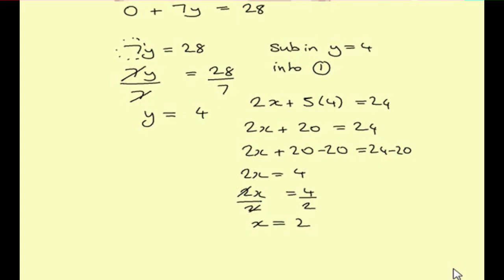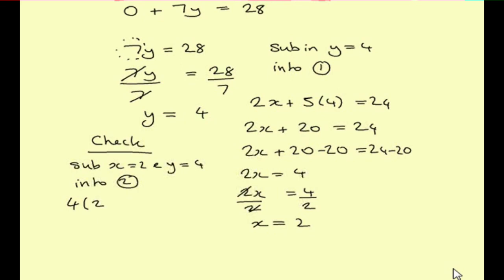I can do a little check just to make sure I've got the right answers by substituting in x equals 2 and y equals 4 into one of the equations. So I'm just going to substitute it into equation 2. So 4 brackets 2 plus 3 brackets 4, so I get 8 plus 12 there, which equals 20. So I've solved that correctly, and that's how you solve a simultaneous equation.